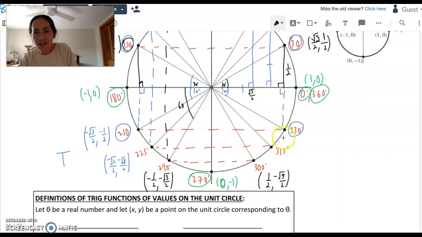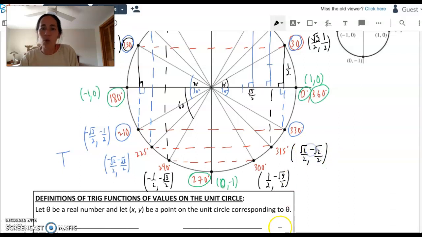315, I always find it kind of quick when you're doing a 45-degree reference angle because it's not much to think about. It's the same number twice. But again, we are in a quadrant where, what is it? The y has to be negative. So we can do that for 315.